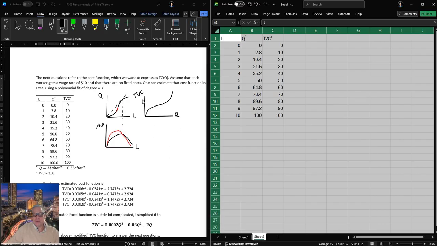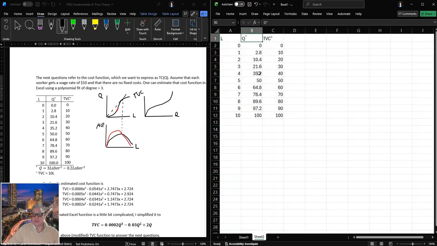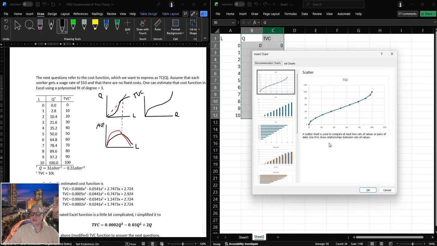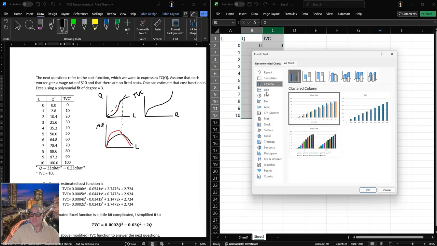Okay, so now I want to replicate the cost function. For this purpose, I highlight the quantity, the output, and the total variable cost. And I don't need the star here actually. So it's our output, and in Excel, whenever you create a diagram from an array that you highlight, the first column goes on the x-axis. Okay, insert, recommended chart, and let's see.